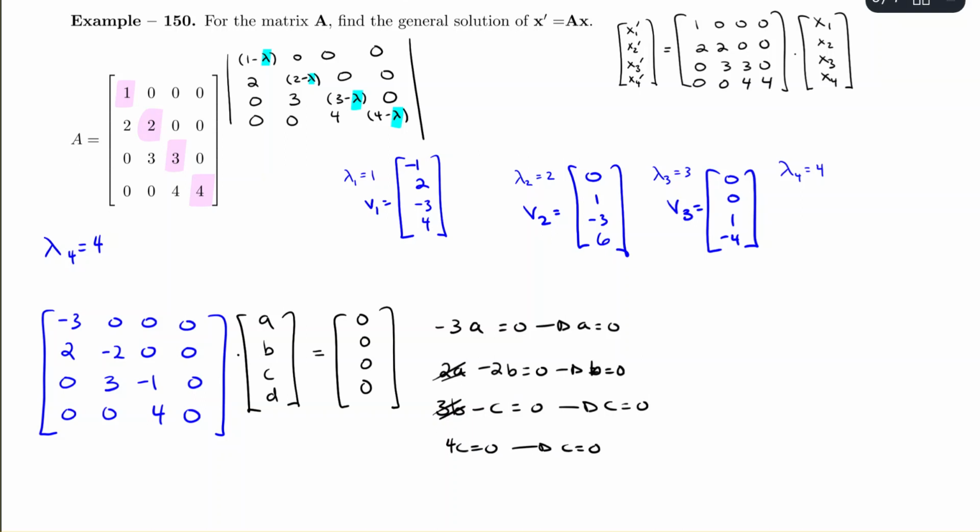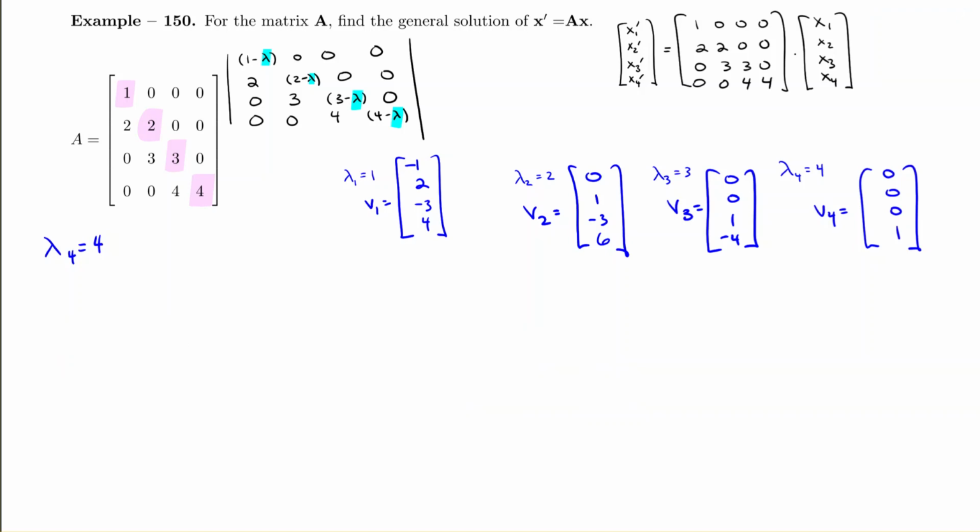And we notice none of the equations that came from this matrix multiplication involve d. So there's no relationship upon d, which tells us d can be anything. Since we can pick anything for d, let's pick something nice. We'll go with 1, so we'll say d equals 1. Everything else is 0, so our final eigenvector is 0, 0, 0, 1. So we're almost done with this problem.